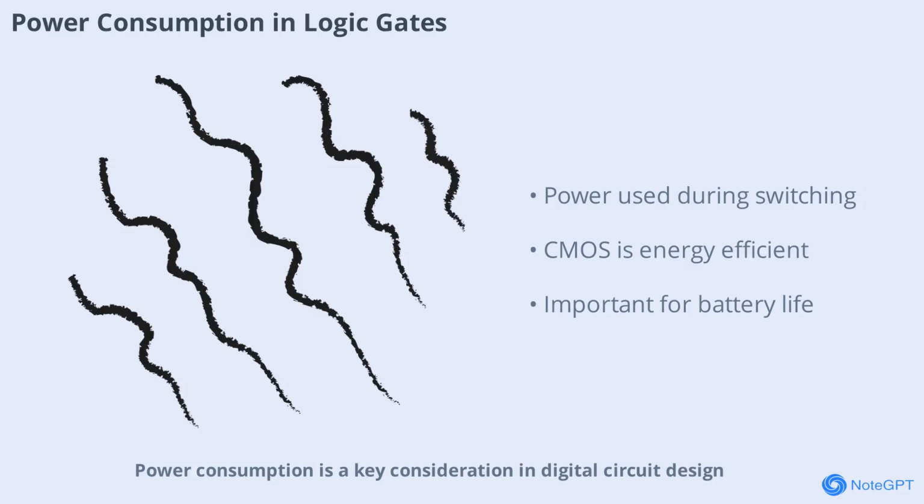Power consumption is a key consideration in digital circuit design. Logic gates use power whenever they switch states. CMOS gates are popular because they consume very little power when idle, making them ideal for portable devices. Efficient power management extends battery life and reduces heat in electronic devices.